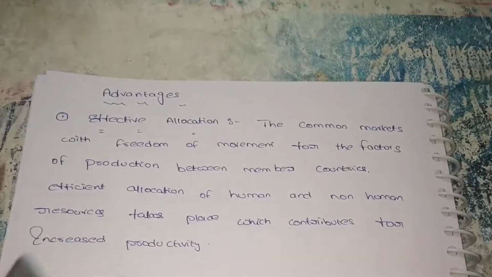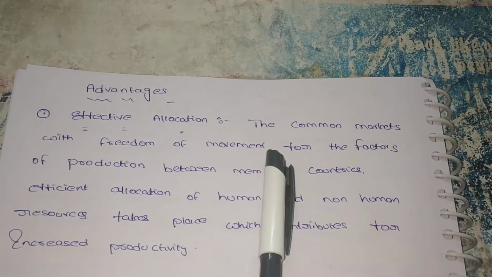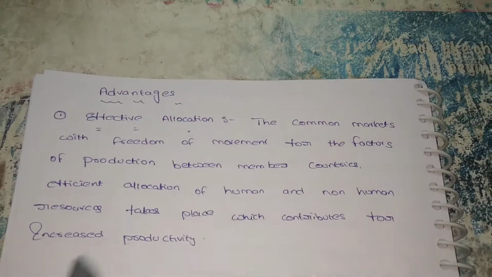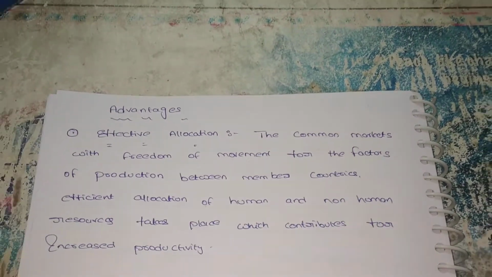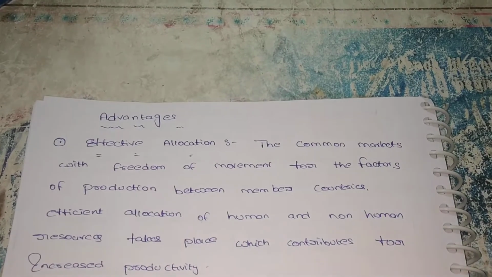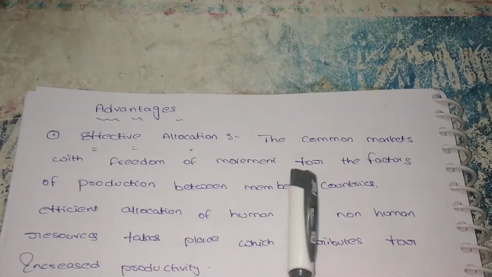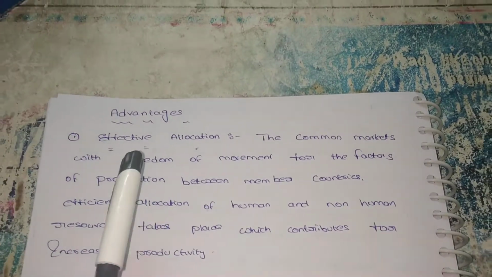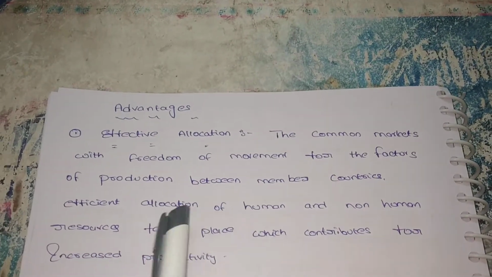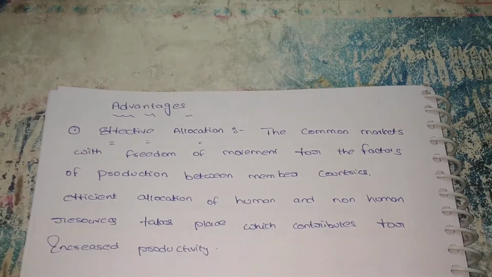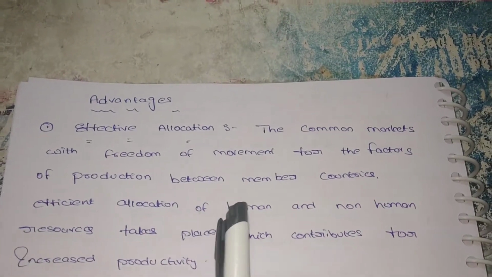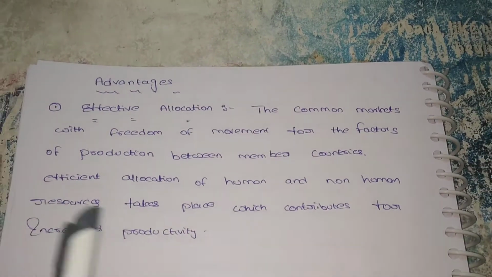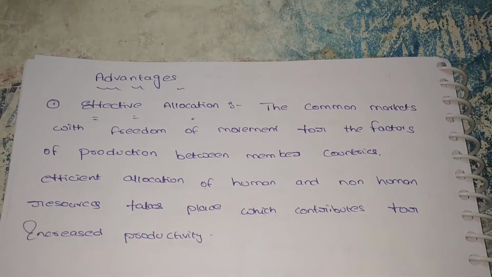Let's see here. Advantages. First, effective allocation. The common market has freedom of movement for the factors of production between the member countries. What are the reasons for formation of common markets? With the free movement of goods and services, labor, capital, etc. What are the factors of production? Land, labor, capital and entrepreneur. We can move these factors of production very freely between the member countries. Efficient allocation of human and non-human resources takes place, which contributes to increased productivity.